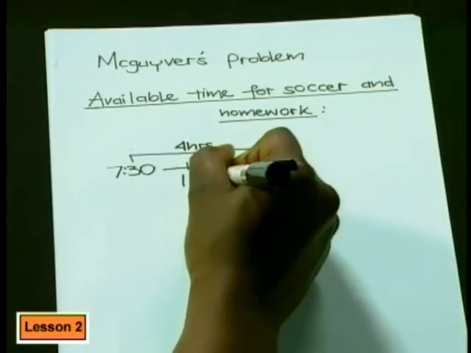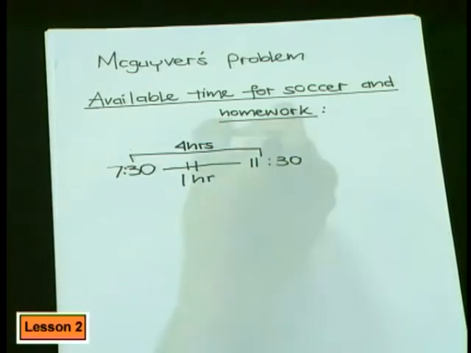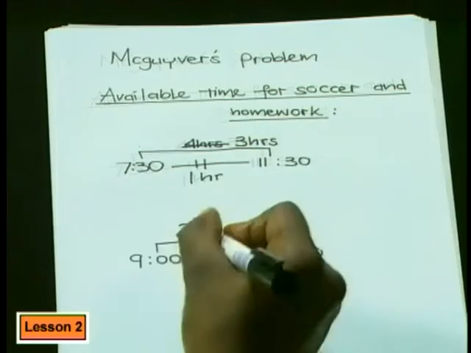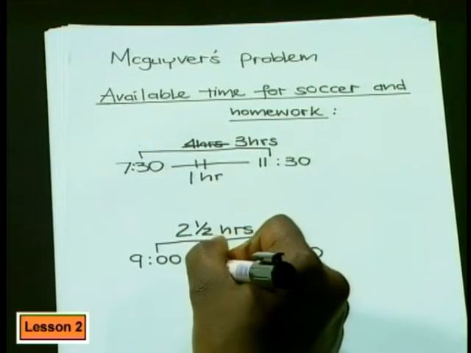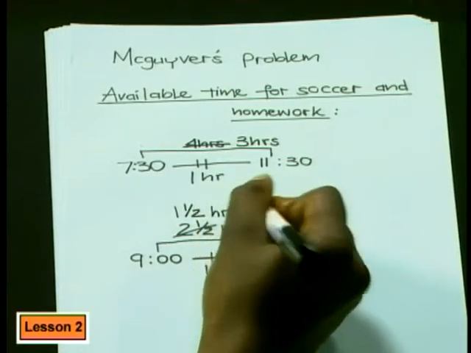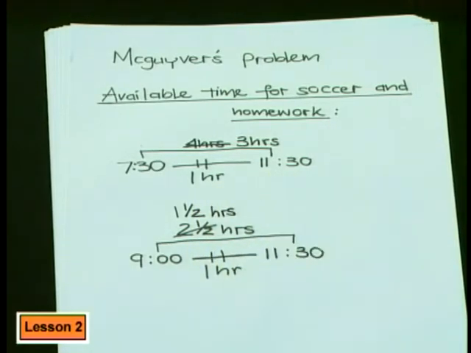But I'll lose 1 hour for washing and breakfast. That leaves me with 3 hours. If I only get up at 9 o'clock, I would still need that hour for washing and breakfast. So I'll be left with an hour and a half. Well done. Now, depending on whether you get up at 7:30 or 9 o'clock in the morning, you'll have between 1.5 to 3 hours for you to use. Is there anything else we need to consider?